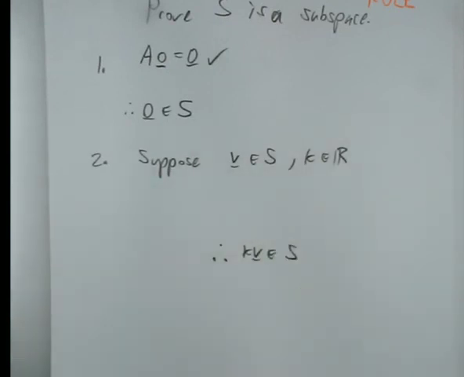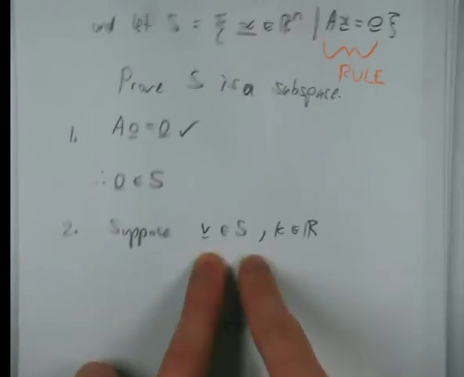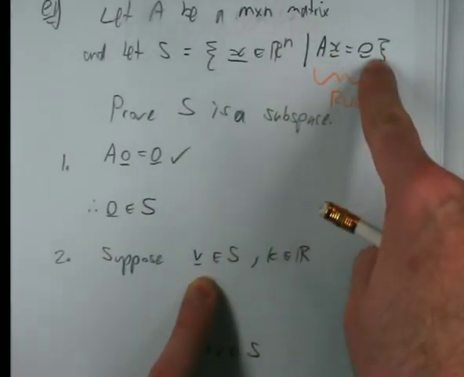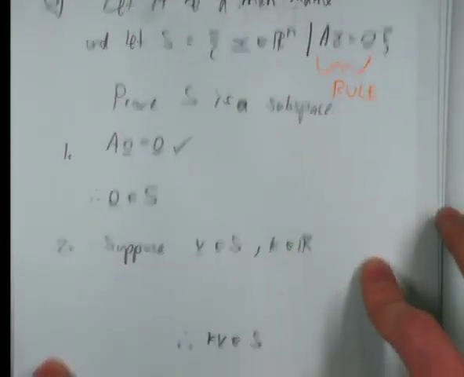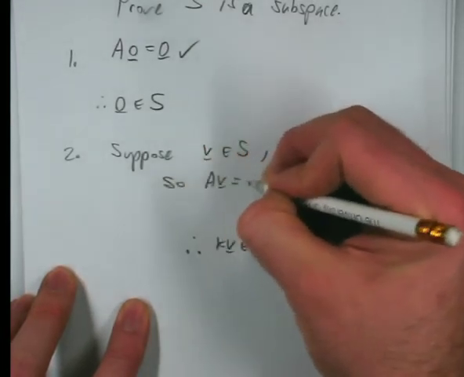Suppose v is in S and k is in R. Okay, and my final statement will have to be therefore kv is in S, because that's what I'm trying to prove. And now, what is the rule for v being in S? Well, that would mean that v in this spot will make it come out to 0, because if I sub v into that formula, it will come out to 0, because that's the rule. So Av equals 0.